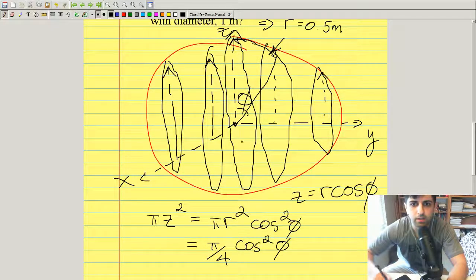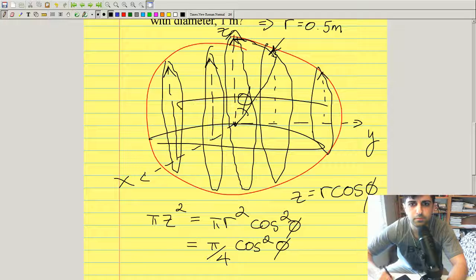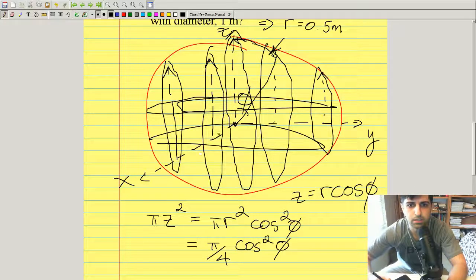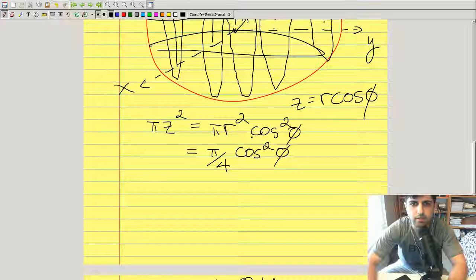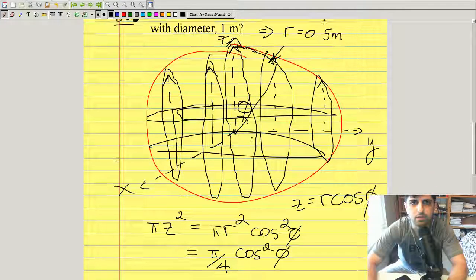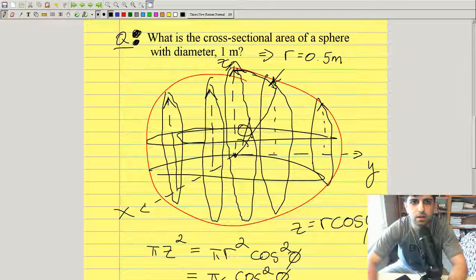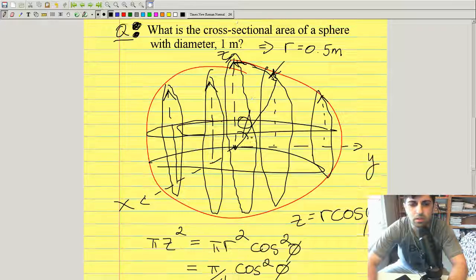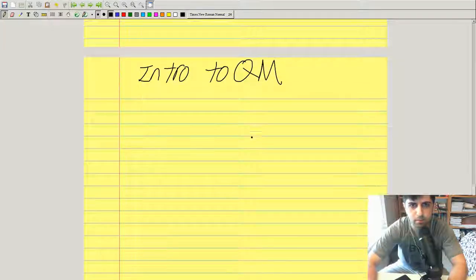Alternatively, you could cut it this way as well, and in that case you'd get variable y. And then you could also have done it a different way, with variable y and variable x as well. So that is the question. Hopefully that answers the person's question on Instagram.